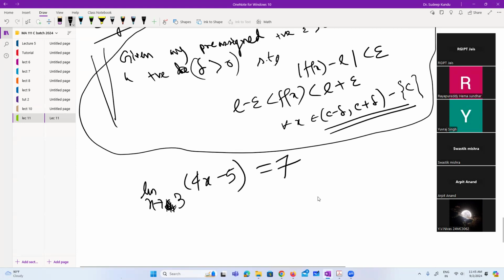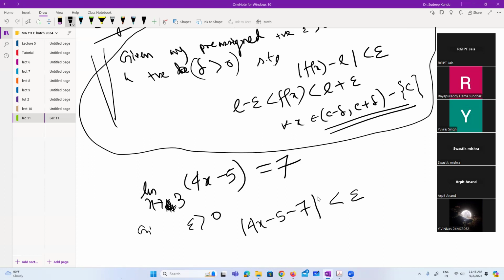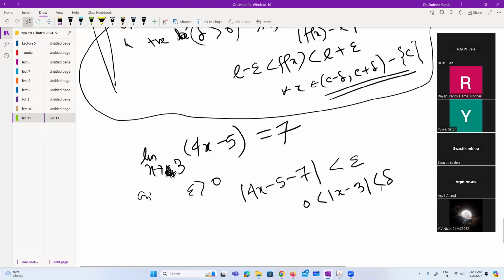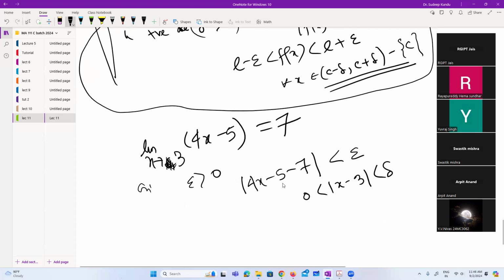You have to check, right? So given any arbitrary positive epsilon greater than 0, we have to find a delta such that you have to see this should be less than epsilon, right? So what should you choose as delta? Epsilon by 4. Yes, epsilon by 4.